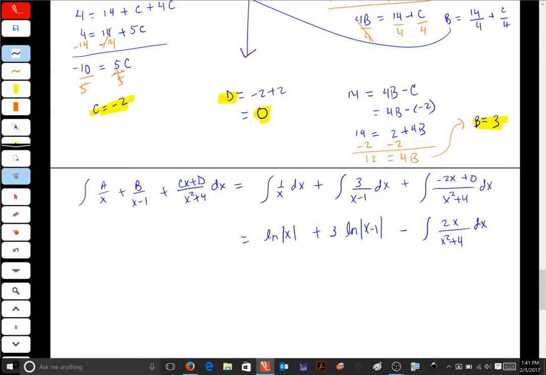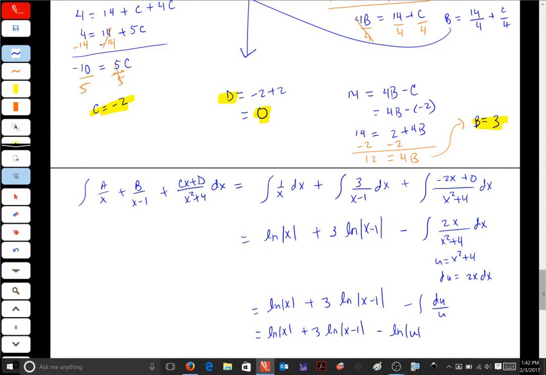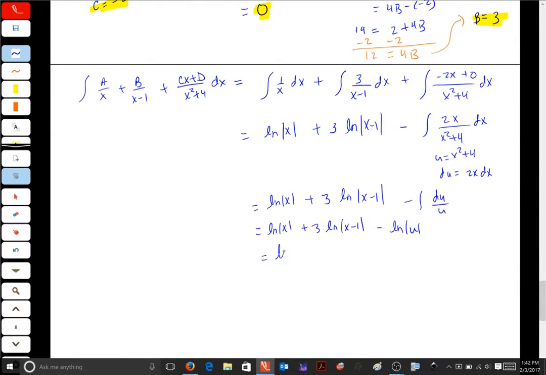U substitution. So u equals x squared plus 4. Du is equal to 2x dx. I have a 2x dx, so happily I chose numbers well for this problem. What is the integral of du over u? Natural log of u. And now back substitute for u, and then we are done with that problem.